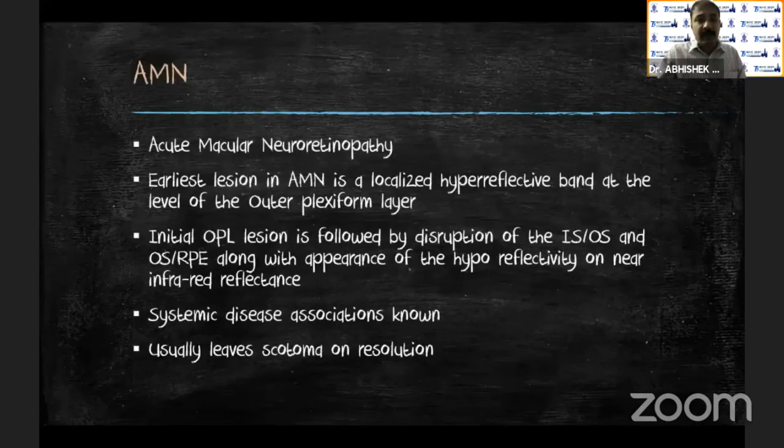This is called acute macular neuroretinopathy, and the earliest lesion is usually a hyperreflective band at the level of the outer plexiform layer and outer nuclear layer, and then with time it migrates downwards towards the RPE. When it resolves, it leaves a hyporeflectivity best seen on the infrared reflectance, and usually it leaves a scotoma on resolution.